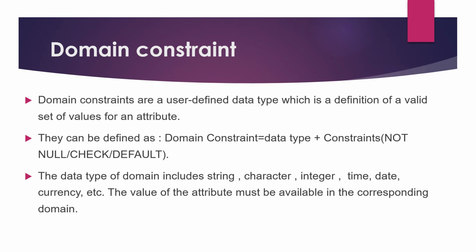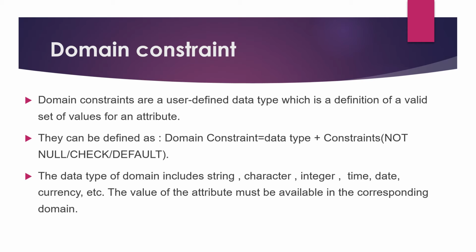Then next is the domain constraints. Domain constraints are a user defined data type which is a definition of a valid set of values for an attribute. They can be defined as domain constraint is equal to data type plus constraints, that means not null or check or default constraints. The data type of domain includes string, character, integer, time, date, currency, etc. The value of the attribute must be available in the corresponding domain.